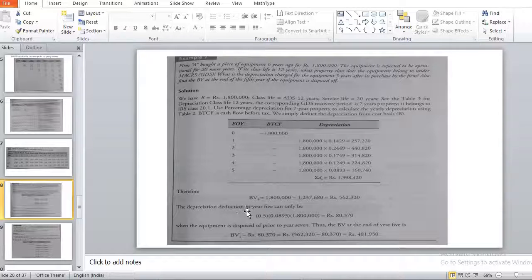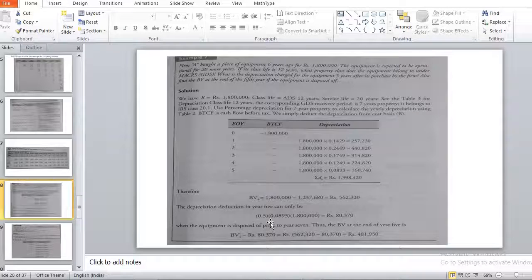Now for the depreciation deduction in year 5, we can only consider 0.5. So only half the depreciation deduction we consider, as it is disposed of before its useful life.